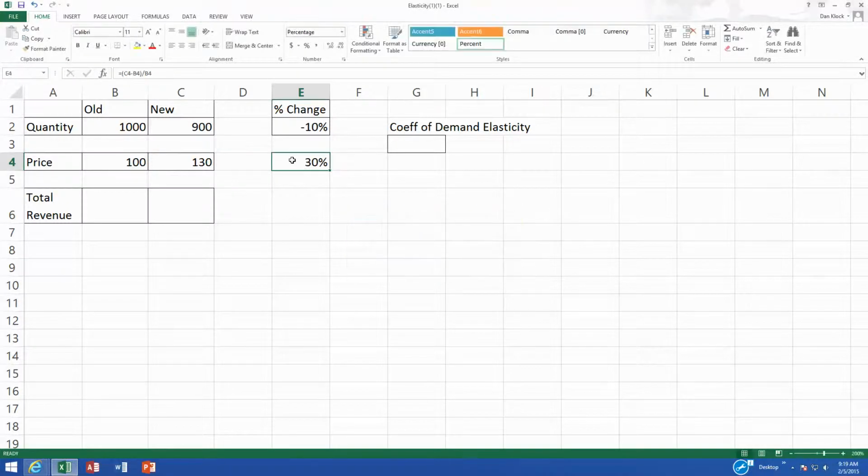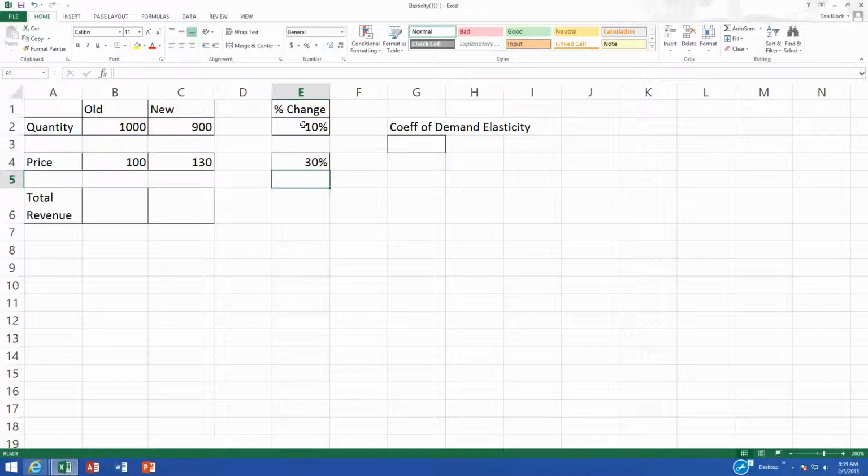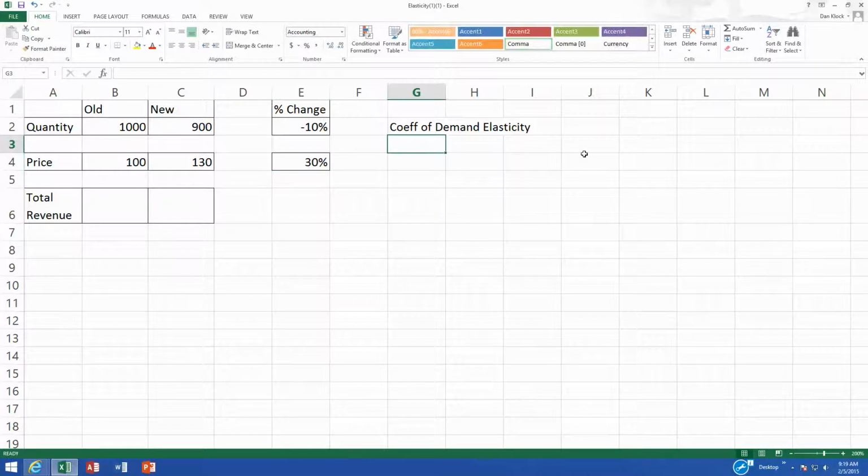Yeah, it was typos. So that's the correct formula, right? C4 minus B4 divided by B4. So a 30% change in price gives a 10% change in the quantity bought. So we know this is actually a good deal if you're the seller. So the coefficient of elasticity again is going to be that quantity, 10%, divided by the percent change in price. And it comes out to 0.33.